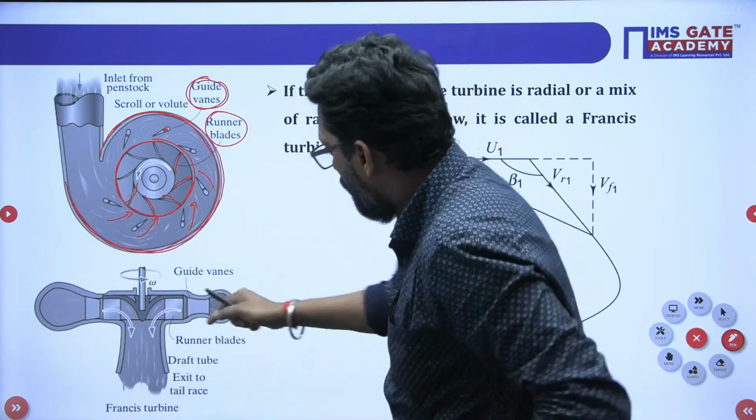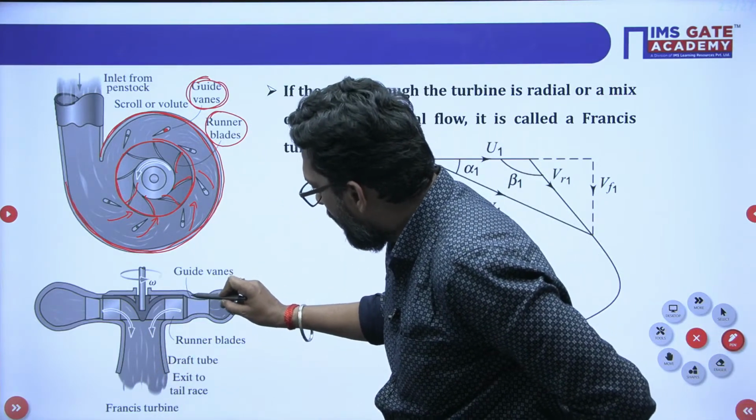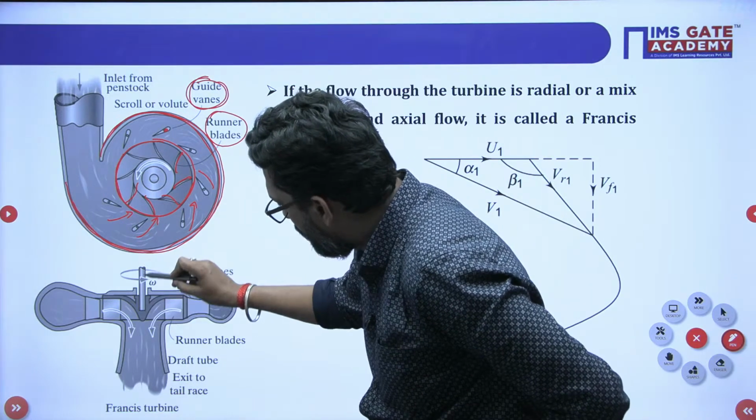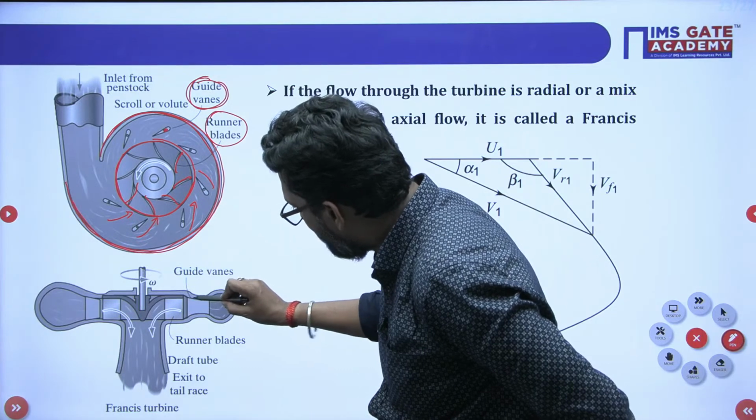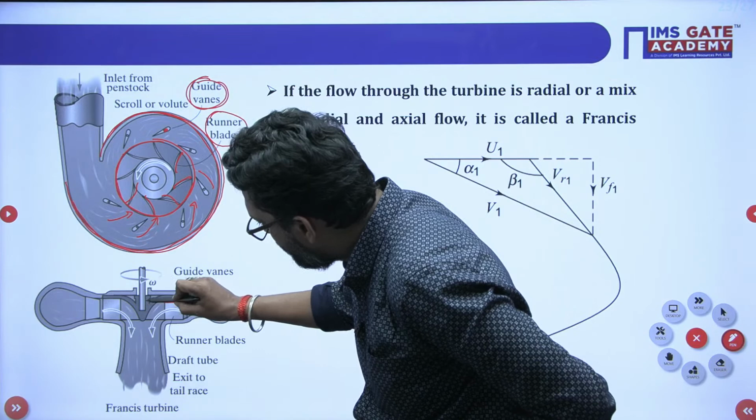Okay, so see this one. This is the casing, these are the guide vanes, and these are the runner blades, and the shaft is vertical. So what is that beta? In the guide vane the flow is in a pure radial direction, and in the runner, yes or not?